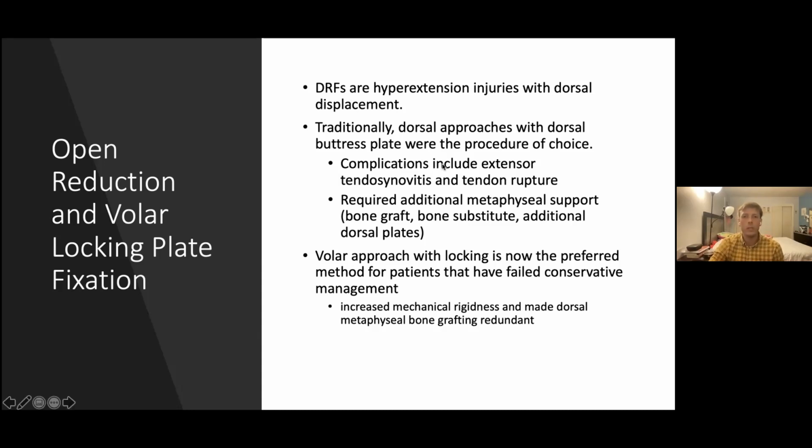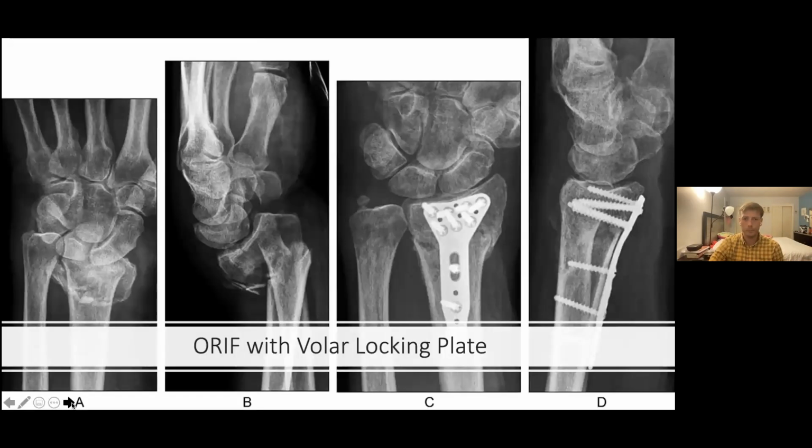talked about it. So traditionally, I suppose dorsal approaches with a dorsal buttress plate were the procedure of choice, came with a lot of complications, including extensor tendinosynovitis and tendon rupture, as well as the additional need for metaphyseal support like bone grafts and bone substitutes. So the volar approach is now the preferred method for patients. They did note that this is the preferred method for patients that have failed conservative management. It helps to increase mechanical rigidness, as well as the bone grafting became redundant and unnecessary.